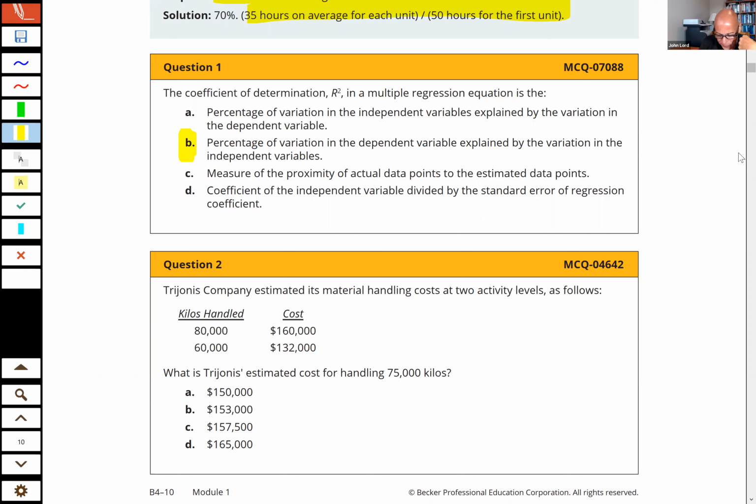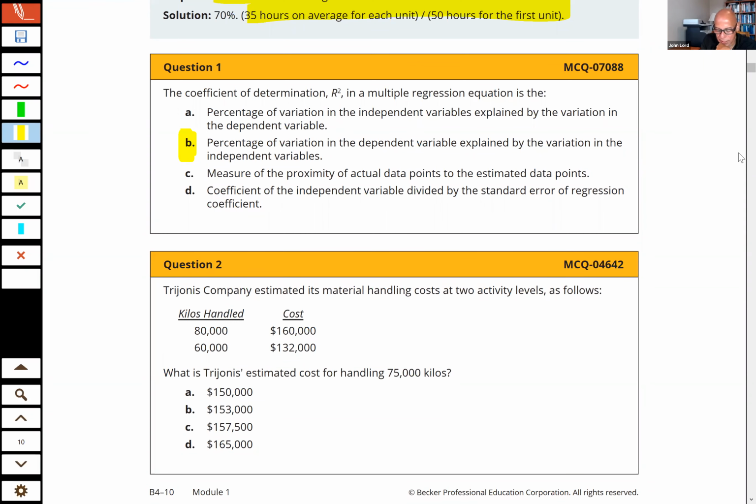The percentage of variation in the dependent variable explained by variation in the independent variable. It's the other way around, right? So that's just pure nonsense. Percentage of variation in the dependent variable explained by the variation in the independent variables. Yeah, that's what we had said about the R squared.